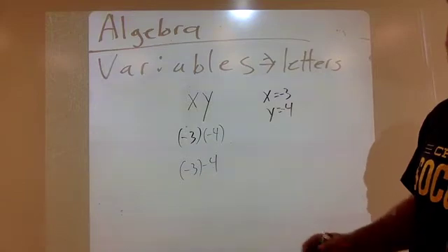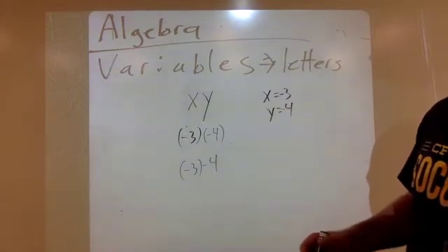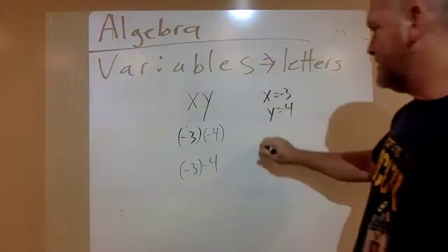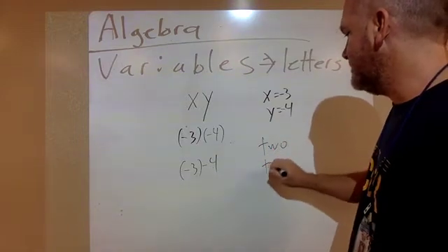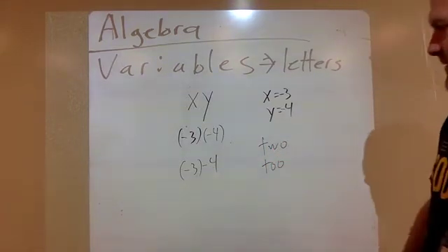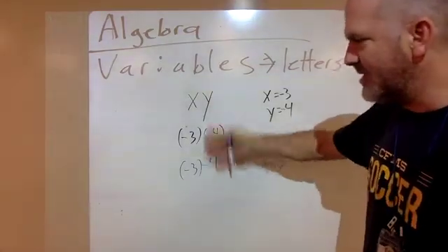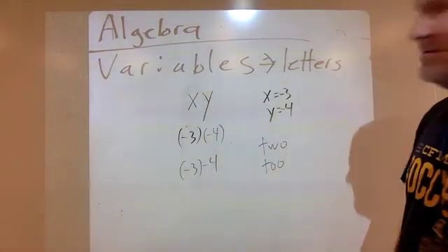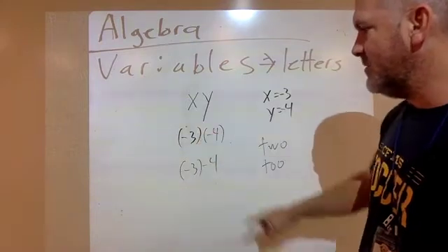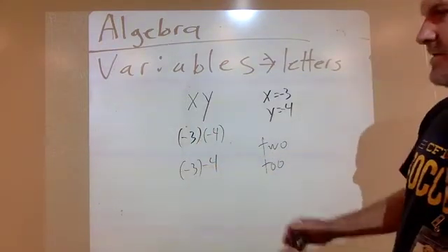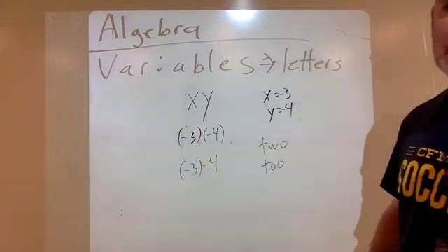So algebra is like a language of math. So you're kind of learning a new language here. And just like the word 2 and 2 are spelt differently, they sound the same. Maybe that's a bad analogy, but this language can be messy as well. Like negative 3 minus 4 can mean 2 different things depending on where your parentheses are.